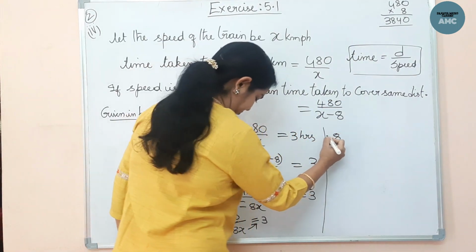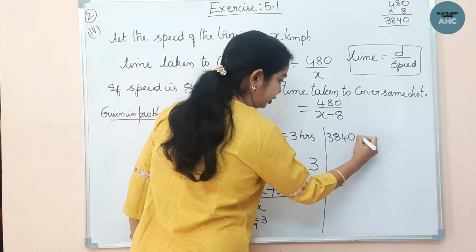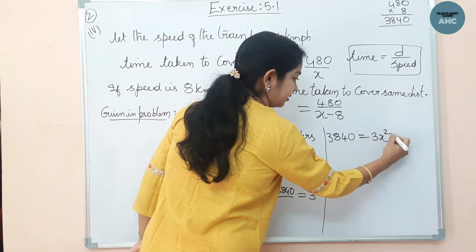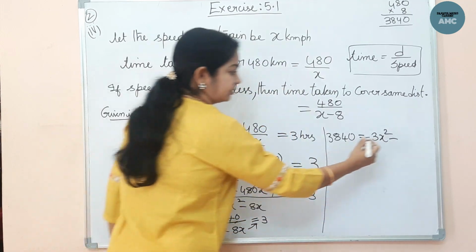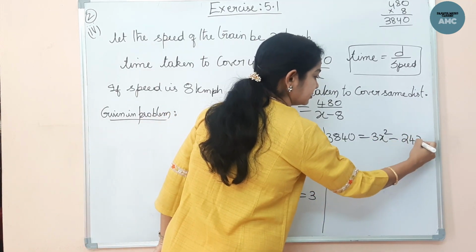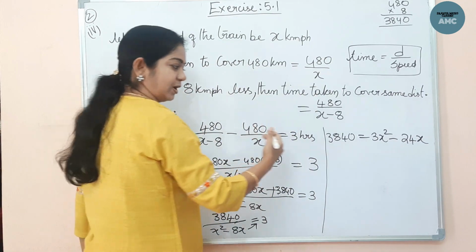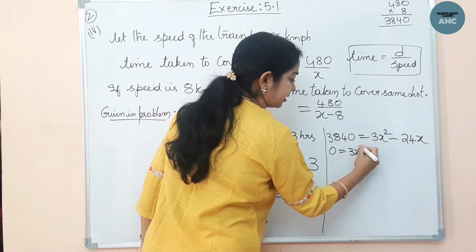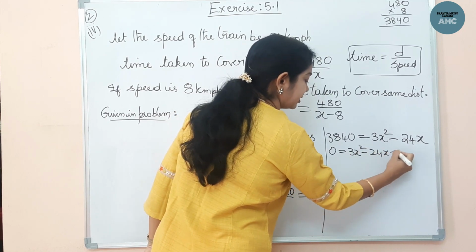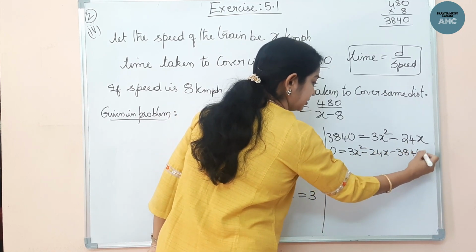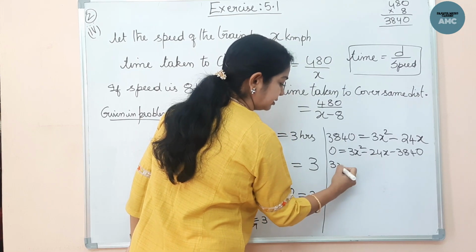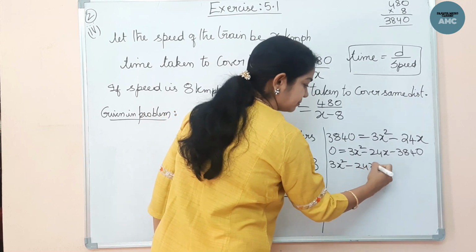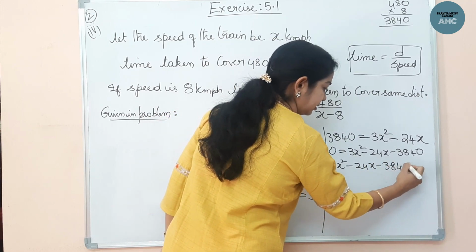Then cross multiply it here. It comes to 3840 equals 3x square minus 24x. Right, now bring it to one side. Now this will shift to the other side. Let's write it in descending order of powers of x: 3x square minus 24x minus 3840 equals 0.